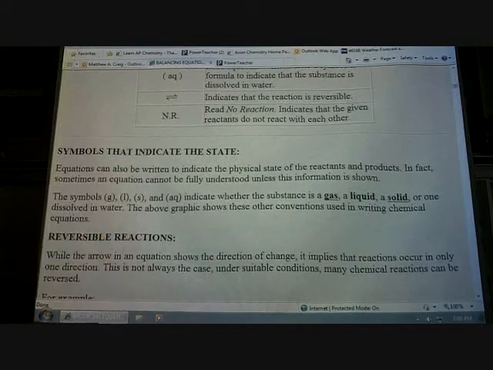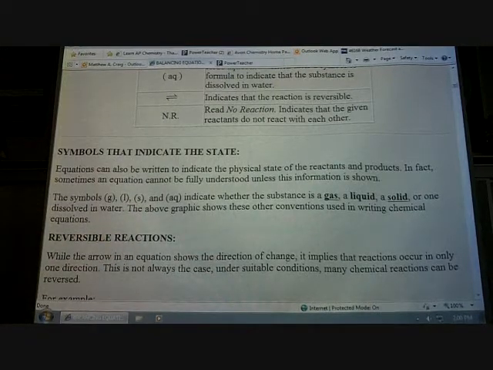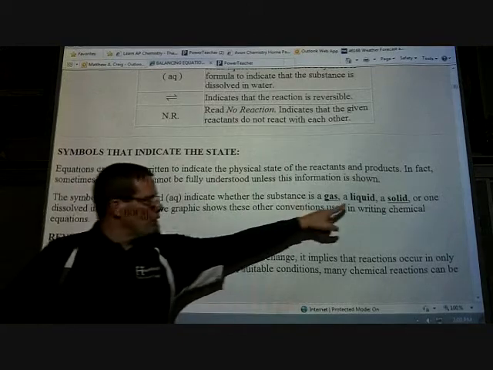The symbols here, go ahead and get the blanks. I just talked about them up there. So you've got gas and solid.